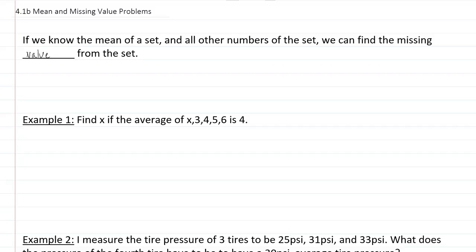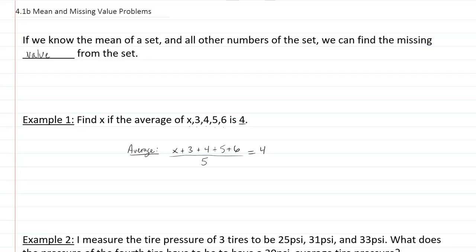So what we do is we use the formula for the average, which is the sum of all the numbers. So x plus 3 plus 4 plus 5 plus 6. And we divide by the number of numbers in this set. So there are 1, 2, 3, 4, 5 numbers. And the average is equal to 4, like stated above.